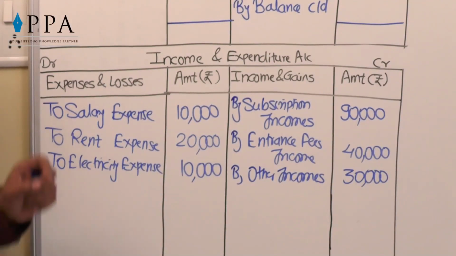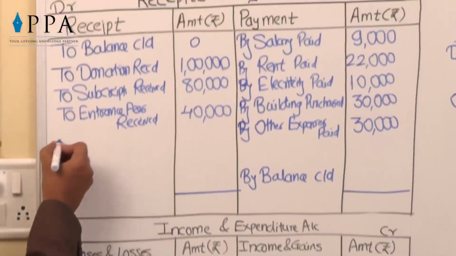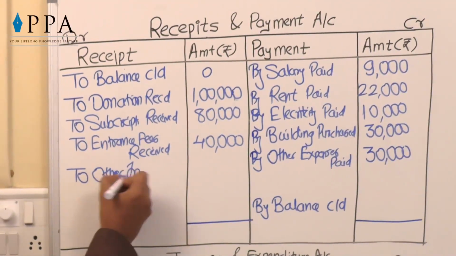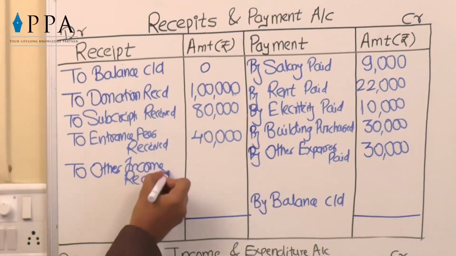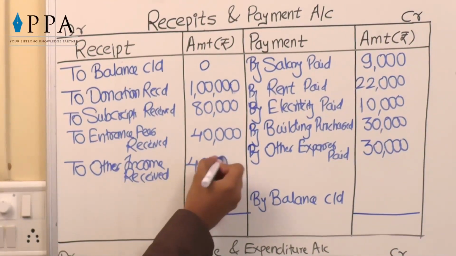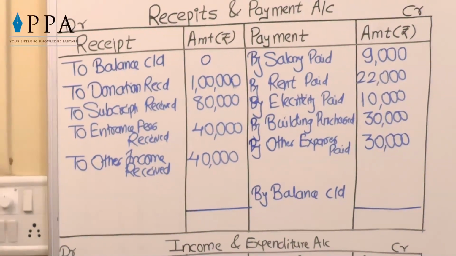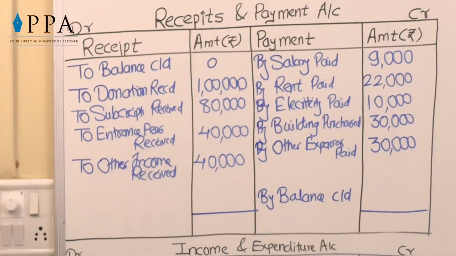But actually we have received 40,000. So received, that is receipt and payment account debit side. So let's go to the receipt and payment debit, where we will record other income received 40,000. It was expected to receive 30 but received 40,000. What is this 10,000? Can you guess it? Exactly, it is received in advance.